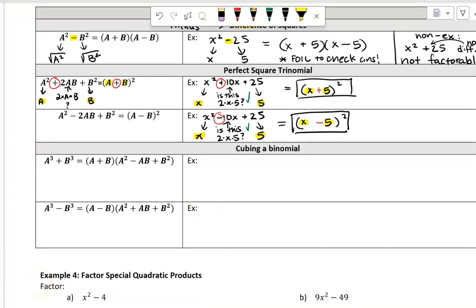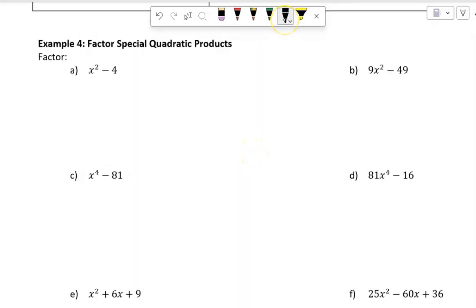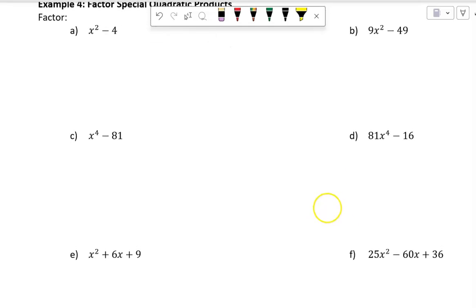Before I fill out anything else in this table, I'm going to focus on just practicing those patterns that we already have. So I'm going to head to example 4. And I'm leaving some blank for you guys, but I will do about 3 problems.